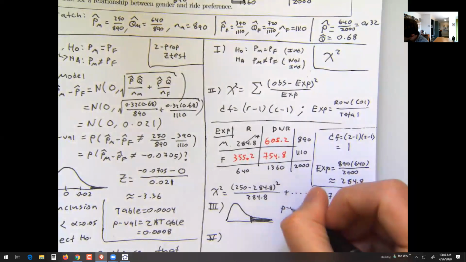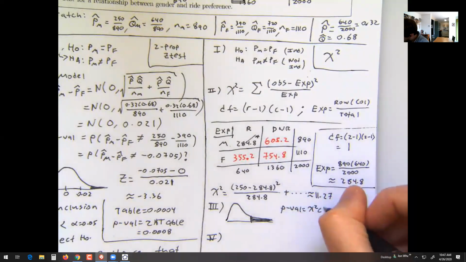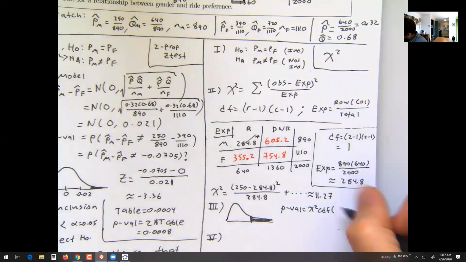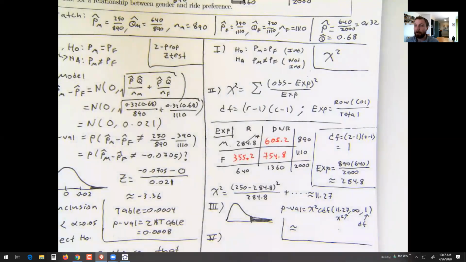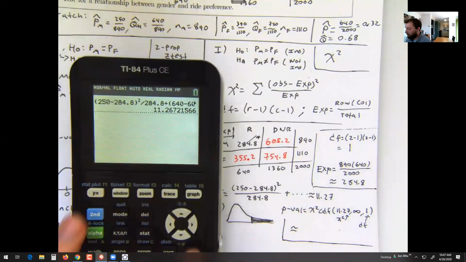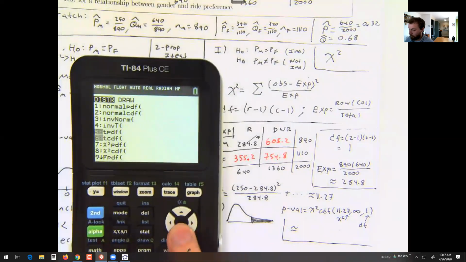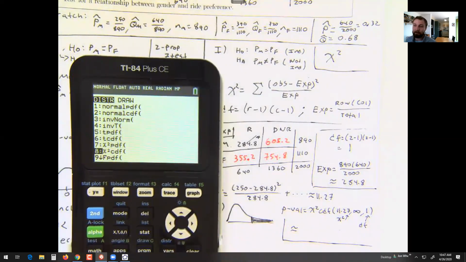My p-value, I'm going to do chi-squared CDF from 11.27 to infinity. It's a right-tailed test. So I always have my chi-squared, infinity, and then my degree of freedom. My degree of freedom here was 1. I'm going to type this into my calculator, and I can use second vars on my TI-84 to find chi-squared CDF. If I'm in a TI-89, I would do apps, stat list editor, and then F5 to pull up distribution.